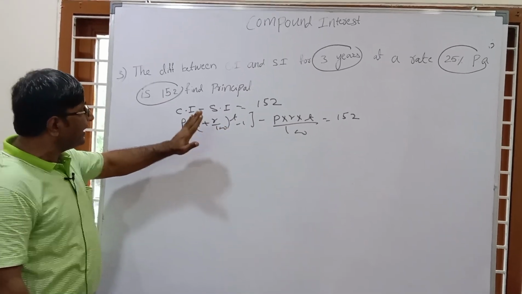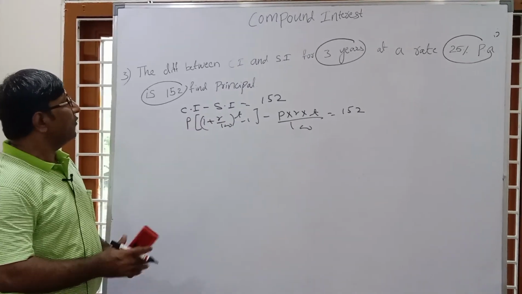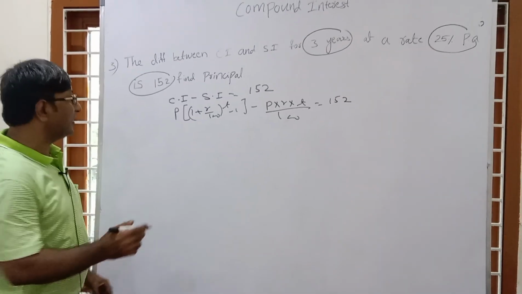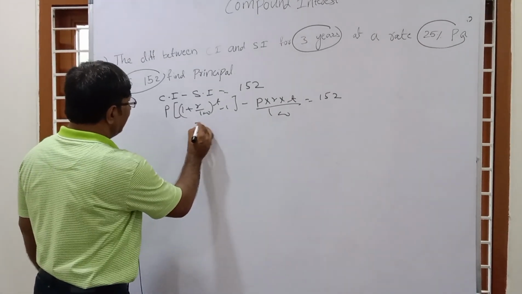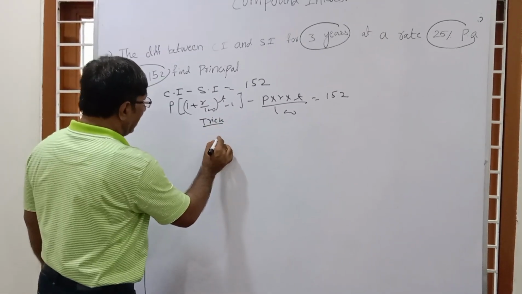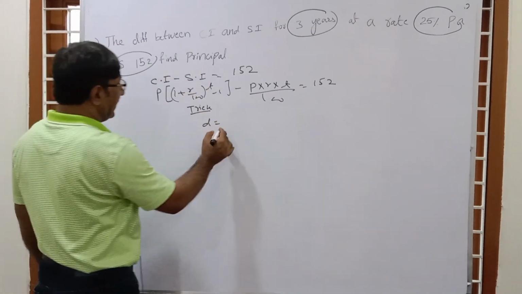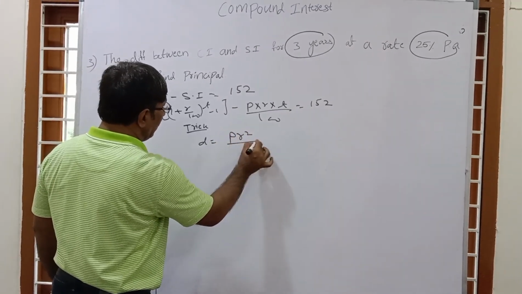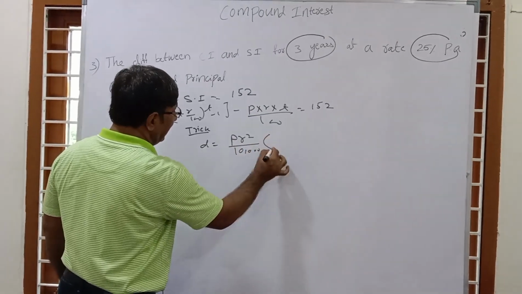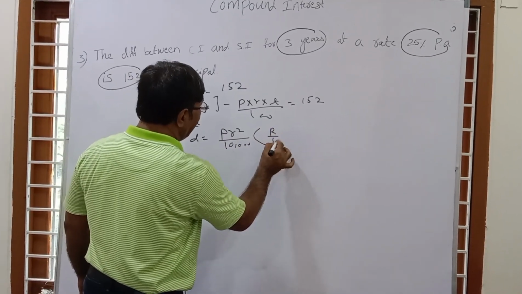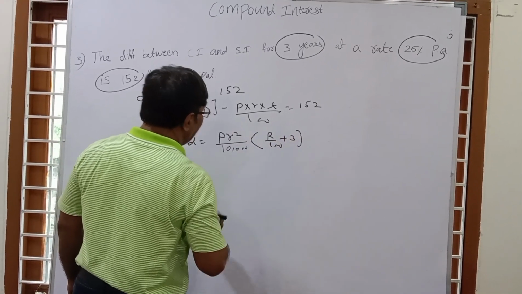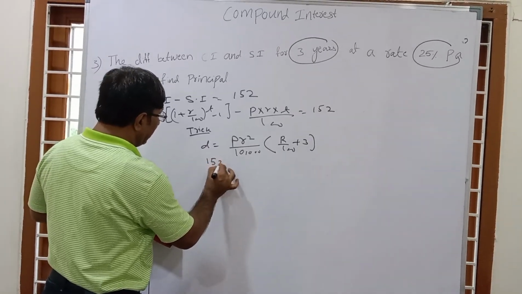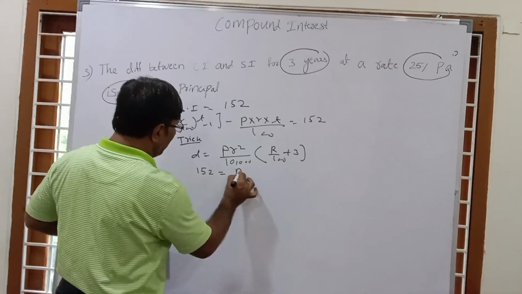So we have a different technique for this type of question, when the difference of compound interest and simple interest is given for 3 years. What is the technique? See here, this is the trick. The difference between compound interest and simple interest for 3 years is given by P R square upon 10,000 into (R by 100 plus 3). Here the difference is given as 152, and P is not given.